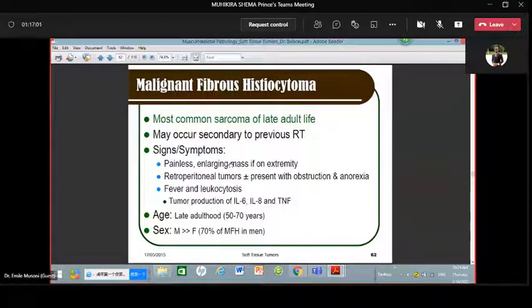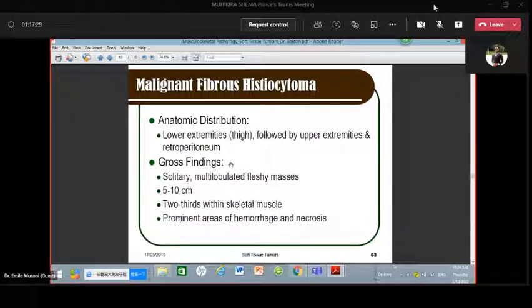Most common sarcoma of late adult, it may occur secondary to previous radiotherapy. Radiotherapy also is not good; it can also cause some tumor. It is a painless, enlarging mass; retroperitoneal tumors can have fever and leukocytosis. For anatomic distribution, it is the lower extremity thigh, followed by upper extremities. Grossly, it is a solitary, fleshy mass.